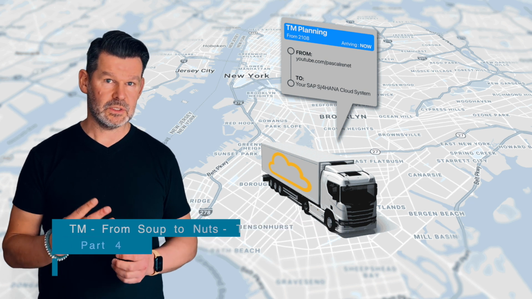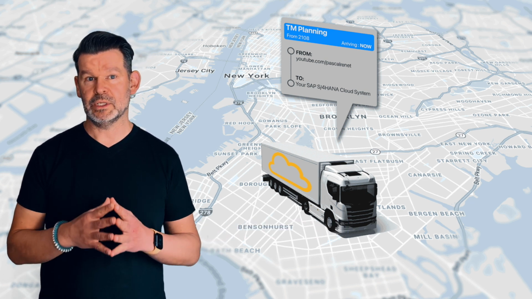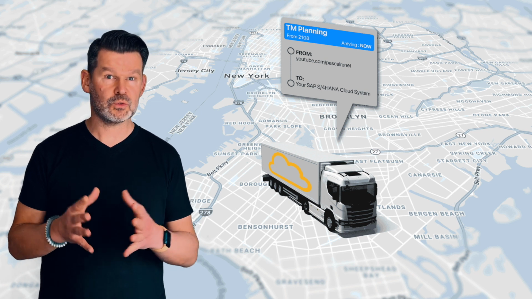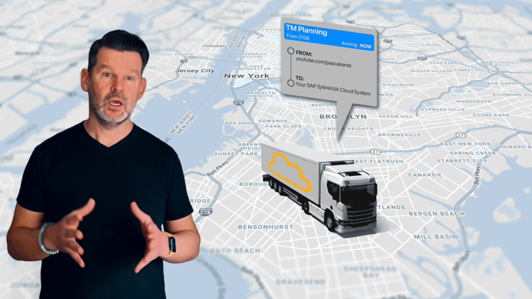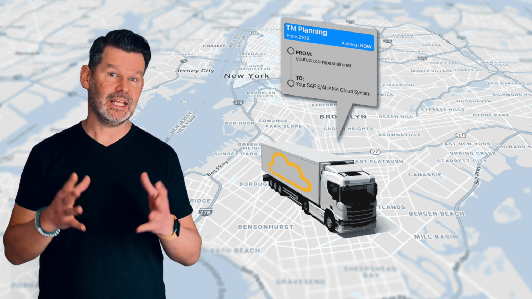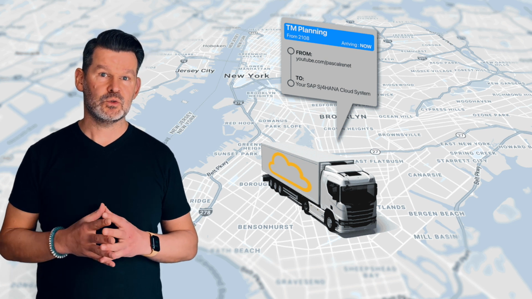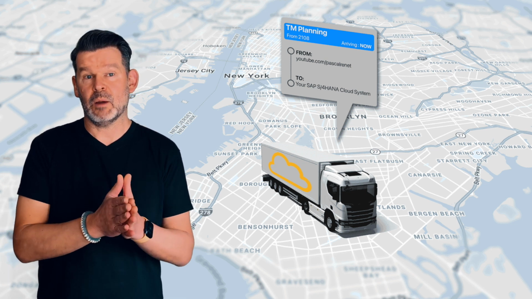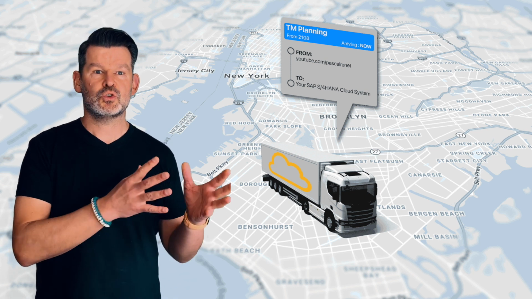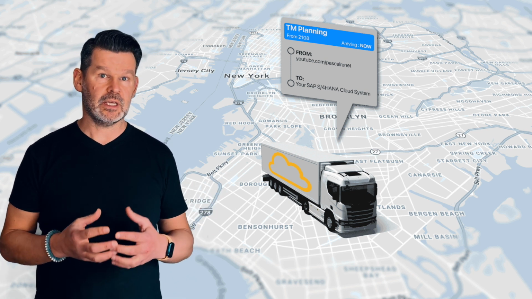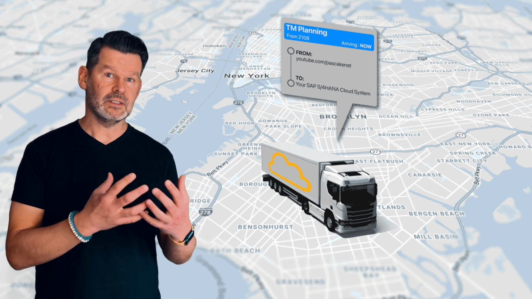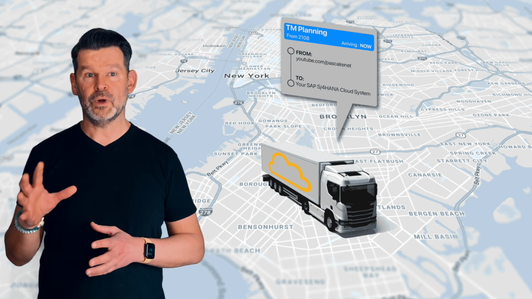Today's episode, episode 4, is the episode where we tackle the engine room, the orchestration part of this process, which is the transportation planning per se. So we'll get into the transportation planning cockpit, we'll pick up where we left off last time, trying to plan those freight units that were the product of our sales orders and plan them to freight orders.